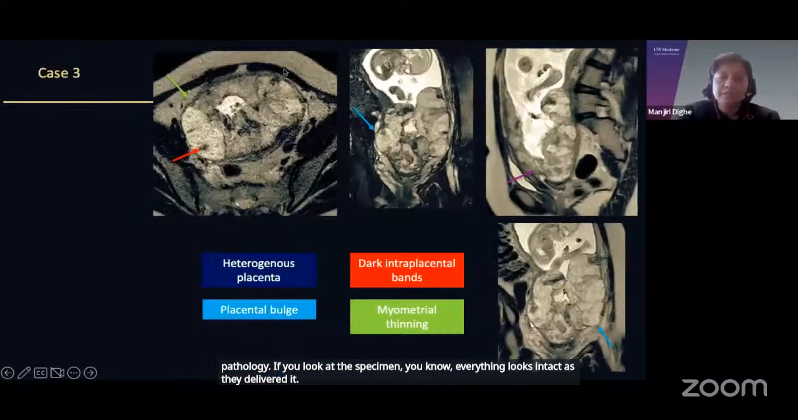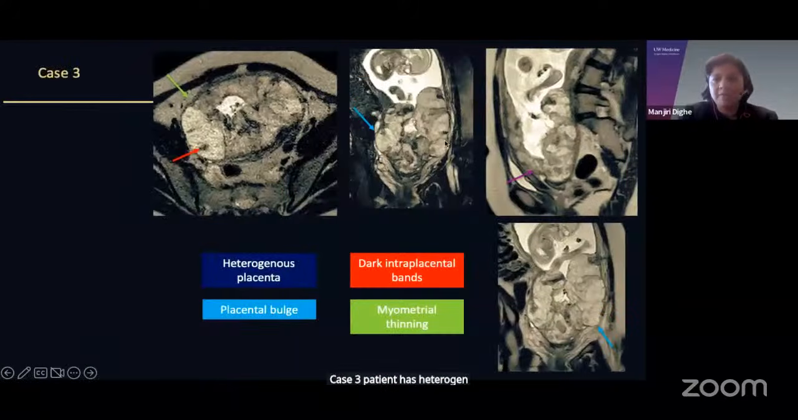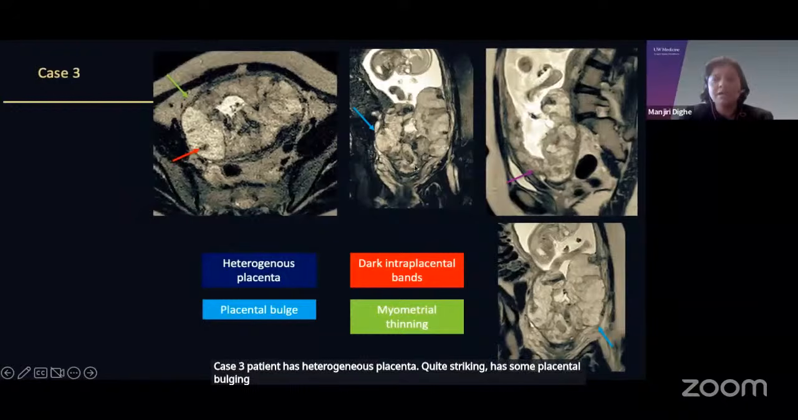Case 3, patient has heterogeneous placenta, quite striking, has some placental bulging, has some dark intraplacental bands, definitely has myometrial thinning.